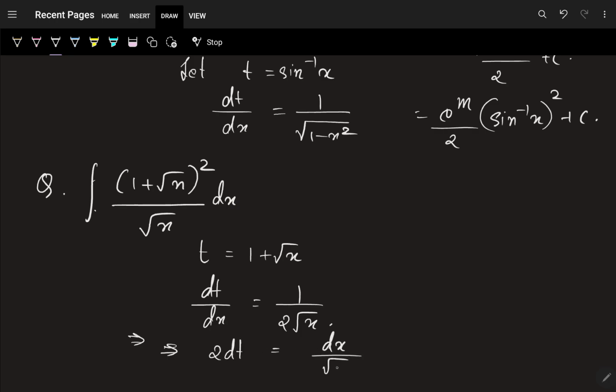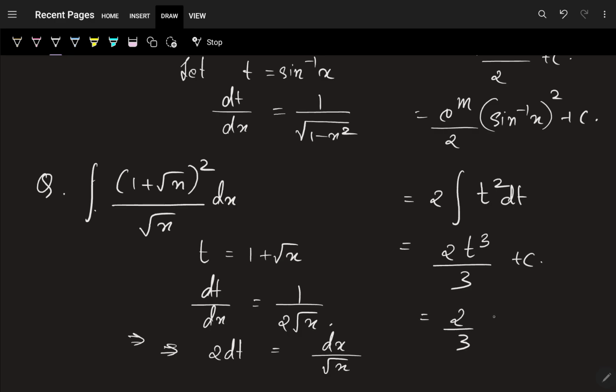Now my integral becomes integration, this is t square, and dx by root x is 2 dt, so this is 2 and then dt. So this will be 2 t cube by 3 plus c. So this is 2 by 3. What is t? t is 1 plus root x, so 2 by 3 into (1 plus root x) cube plus c.